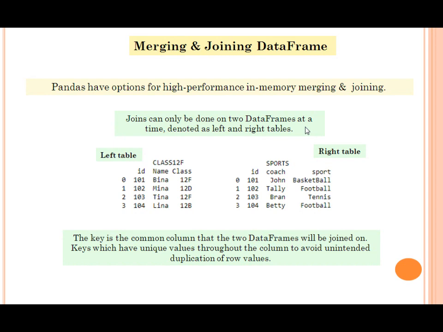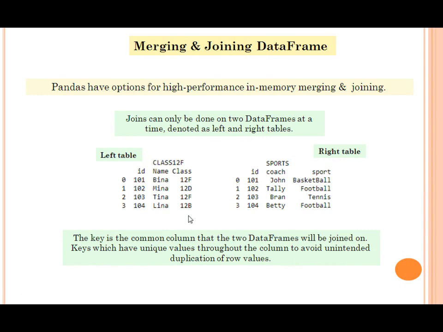So another concept is merging and joining data frames. Children, pandas have high performance in-memory merging and joining. It denotes your two tables as left table and right table. See my two tables. I have taken the same example, class 12 and sports. So the class 12 table is considered as the left table and the sports table is considered as the right table. There it should have one common key, I told you earlier, and the key should have unique values.